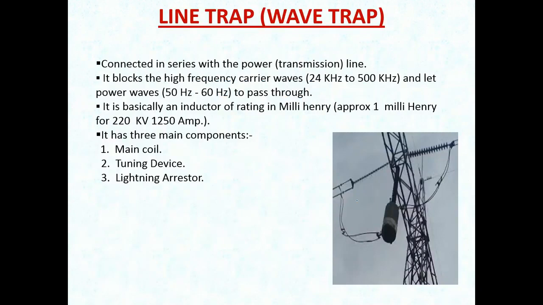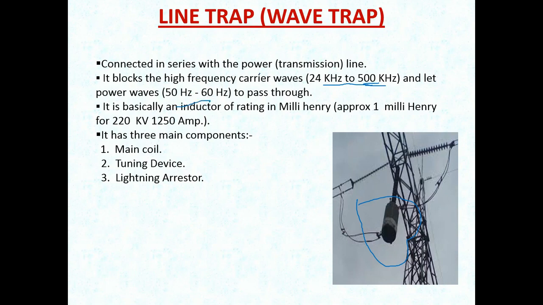Line trap, you can see it like an umbrella. You can see it is connected in series with the power transmission line. It blocks the high frequency carrier waves, because the frequency level in a substation is 50 Hz only. To block high frequencies from 24 kHz to 500 kHz, actually our power frequencies are 50 to 60 Hz, we are using a line trap.